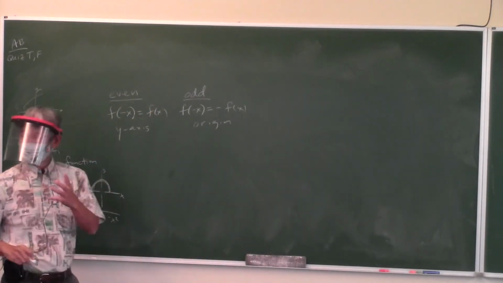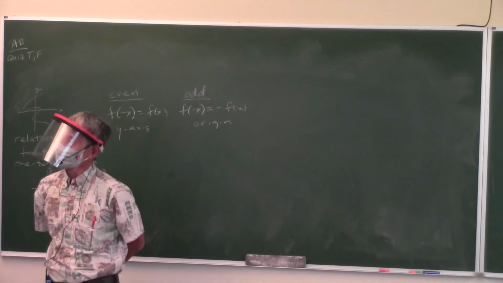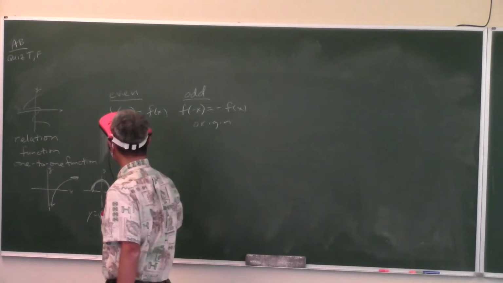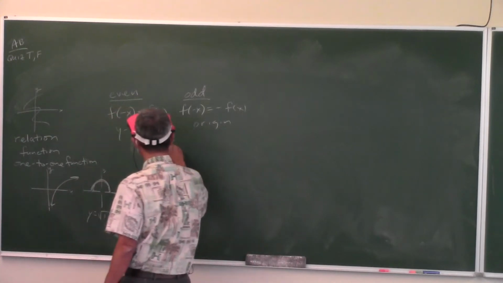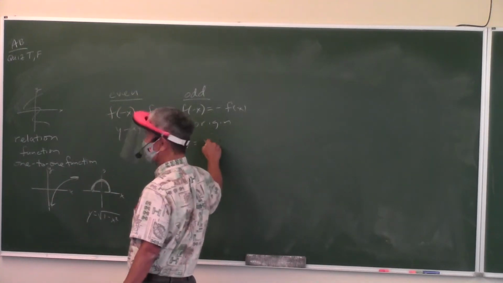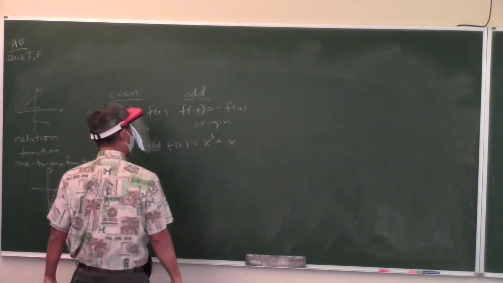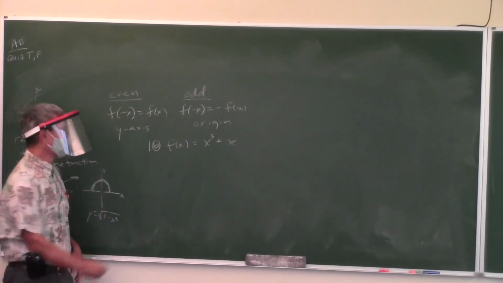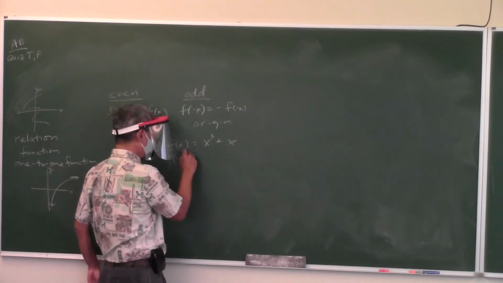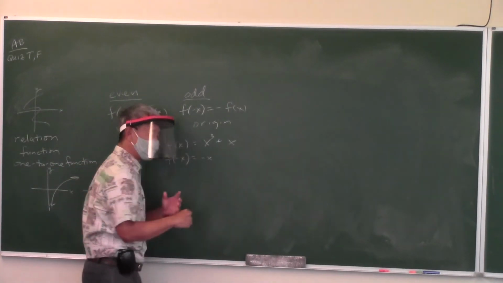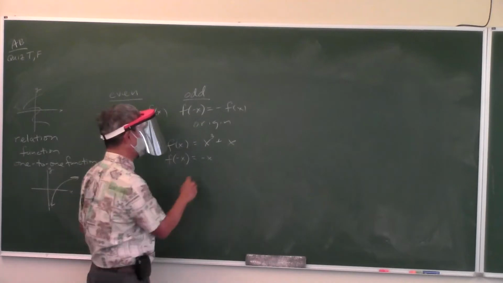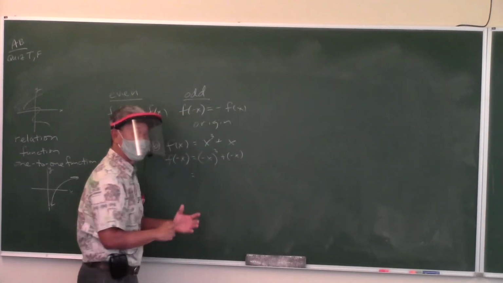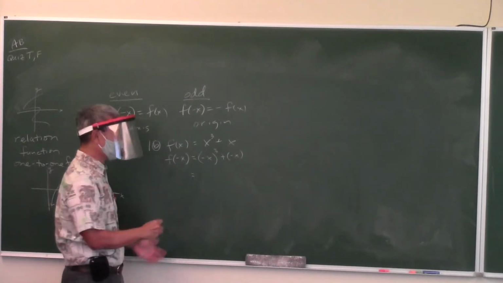Okay, so, let me do one. I'll do 1B. f of x is equal to x cubed plus x. How do you determine if this is even, odd, or neither? You plug in negative x for x, like this. After a while, you can just do it in your head, because this is really easy. Plug in negative x for x, now simplify it. How do you simplify this?